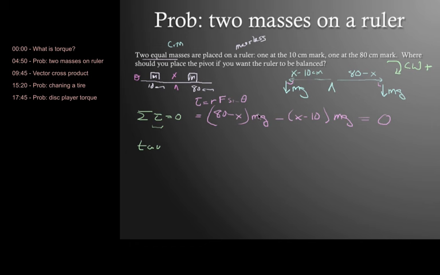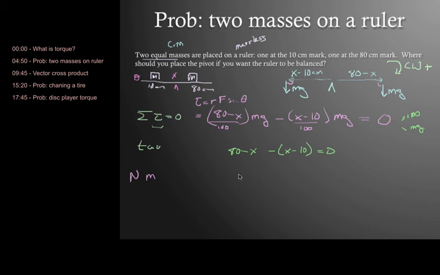So if we want this torque to be in Newton meters, then we need to divide these both by 100. I now would like to cancel out a few of these terms. So one thing I would like to do is get rid of this 100, so I'm going to multiply both sides by 100. And I'm also going to divide both sides by mg. So that's going to give me 80 minus x minus 10 equals 0.